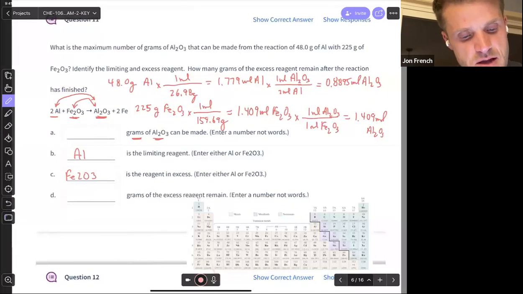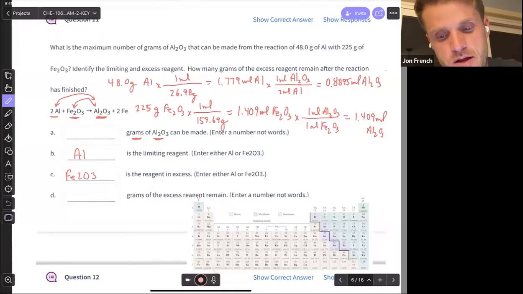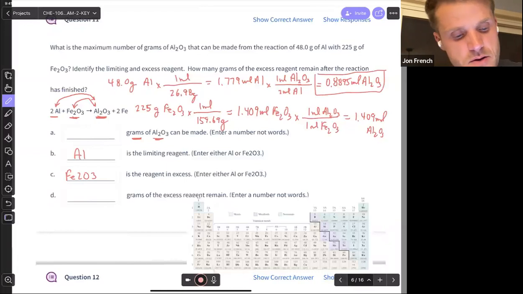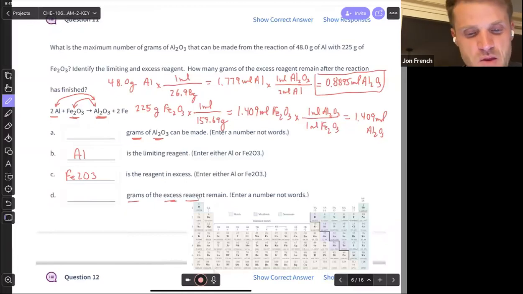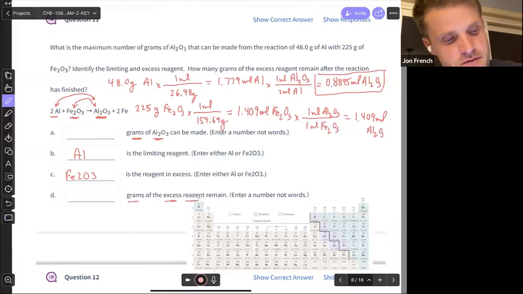And then we've got to find 2 things here: grams of aluminum oxide that can be made, so we want to convert these moles into grams, and then we want to find the excess reagent. So we'll do question A first.